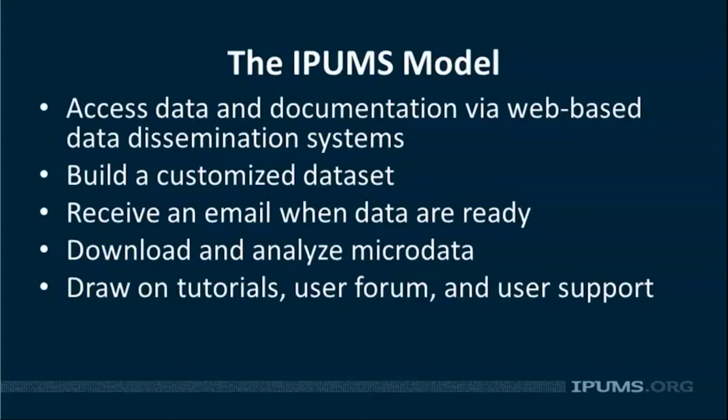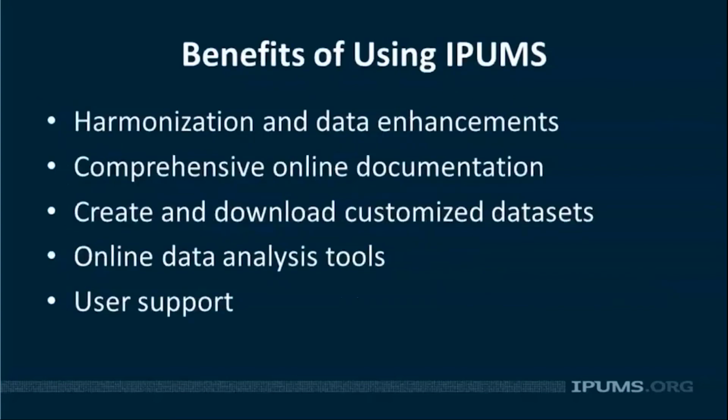The data we make available at IPUMS has been collected by other entities, generally statistical agencies, and it is accessible elsewhere. Yet we still have more than 100,000 users around the world. Here are some of the benefits of using IPUMS. We harmonize data so that it is consistent across time and place. We provide comprehensive online documentation that is available at your fingertips. We allow users to build data sets that contain only the variables they want. We also have online data analysis tools. We won't discuss these today, but you're welcome to explore them later.